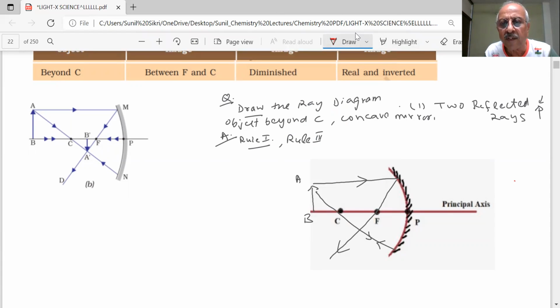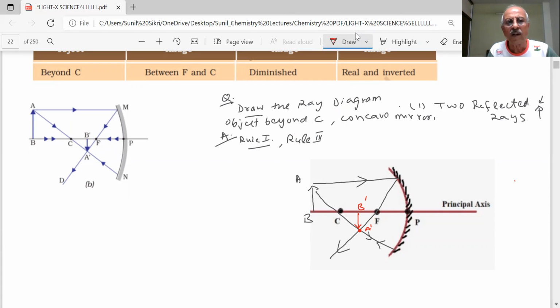Now this is the point of intersection, student. What has happened? I have used the head. Now the head has come down. I'm saying A is A dash now and B is B dash. You get this image. This is the image. It is found between F and C.